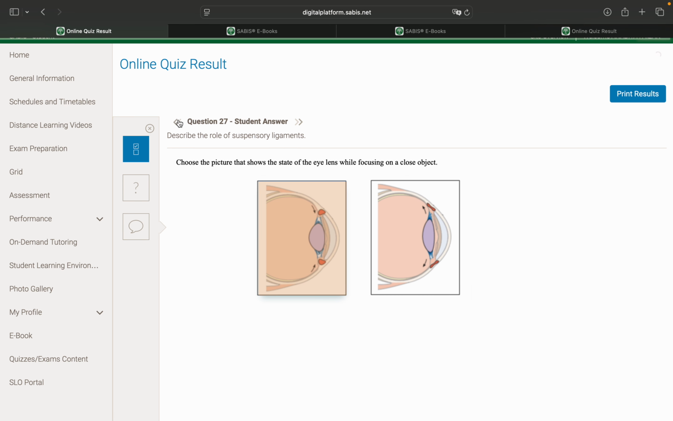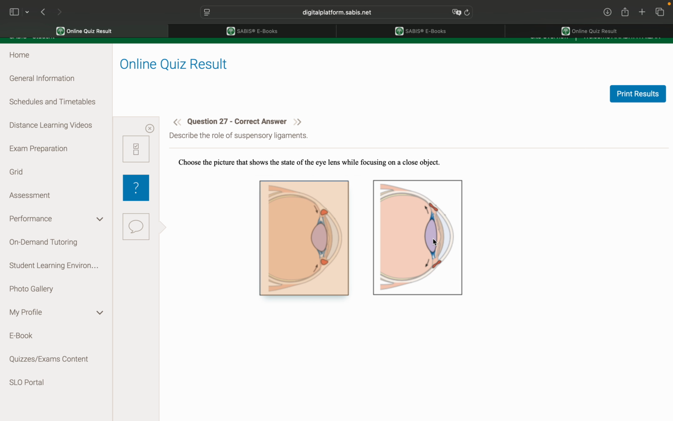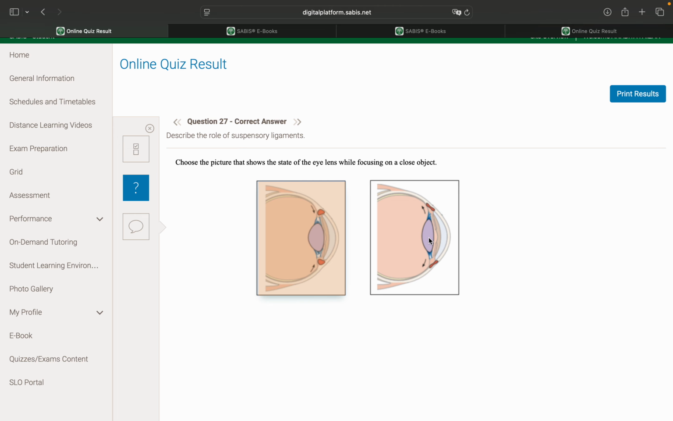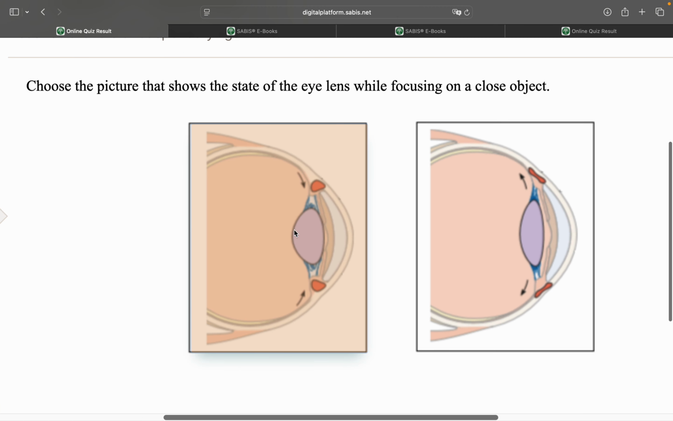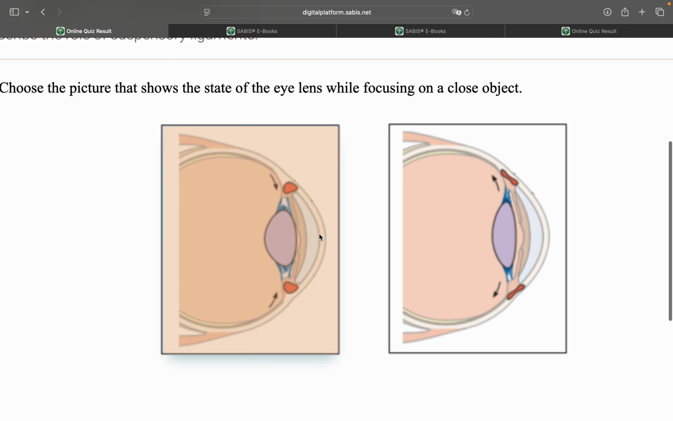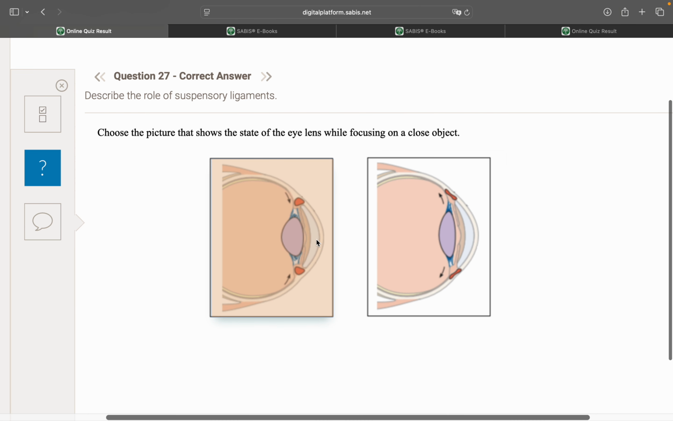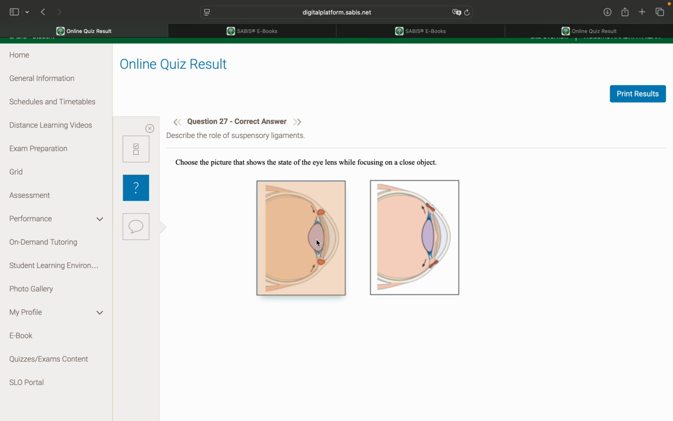Okay, we did this. In the previous question, we saw that when the lens is focusing on a distant object, this is how it looks. Now when it's looking at a close object, you can see it's different. The ligaments would be loose instead of being tight here.